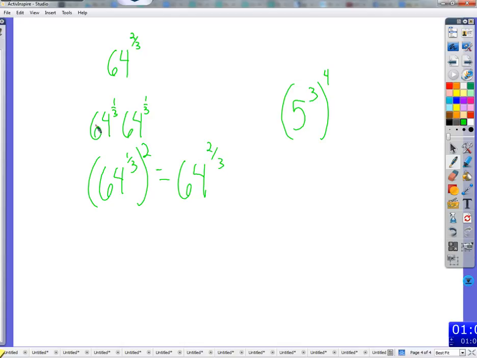Okay, well, going back here, we know that 64 to the 1/3 is 4, we figured that out already, and 64 to the 1/3 is also 4, so this is 4 times 4. If we come back here, 64 to the 1/3 is 4. Square that, you get 16. Really awesome.